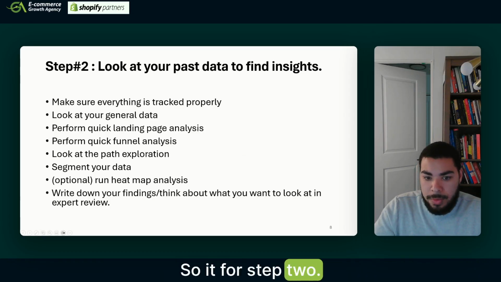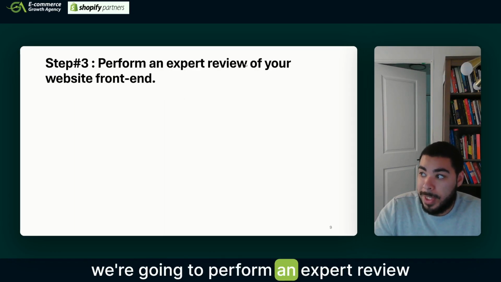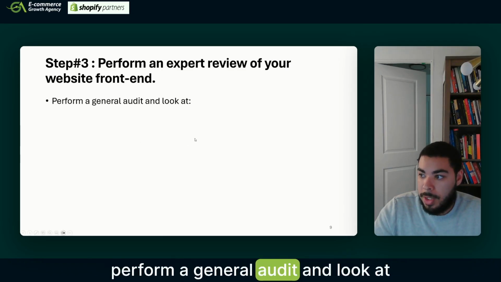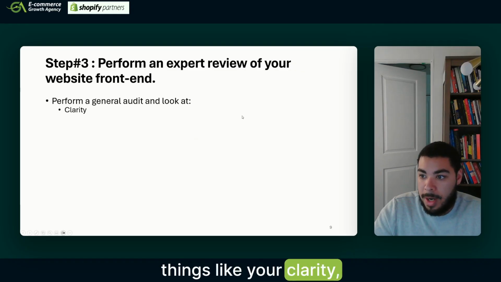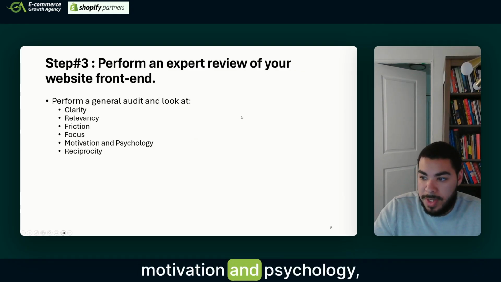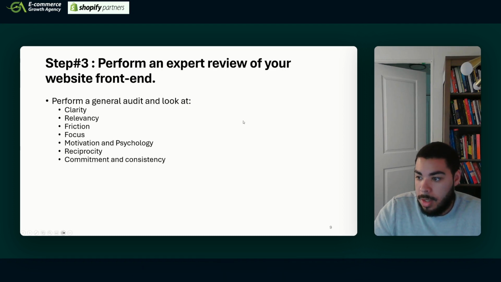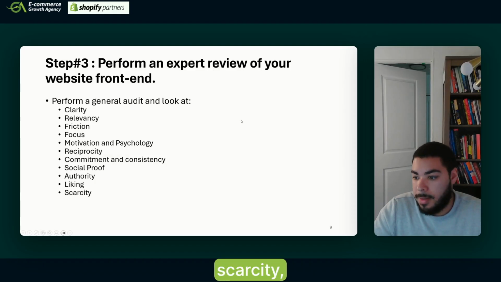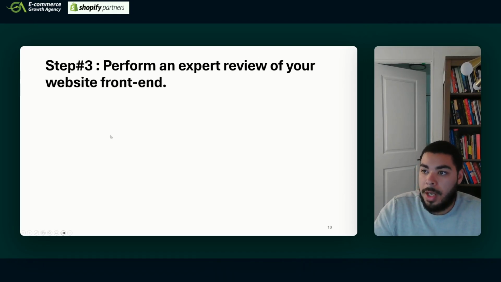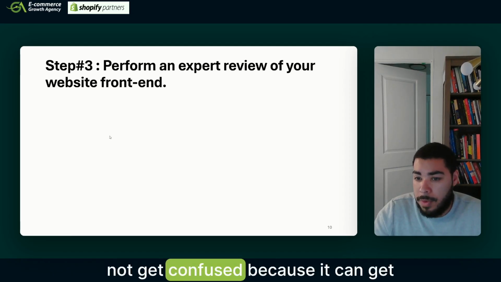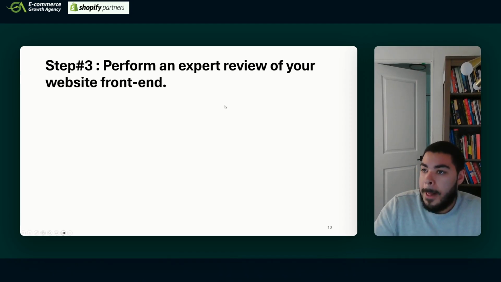So for step 2. All right, so step number 3, we're going to perform an expert review of your website front end. We're going to perform a general audit and look at things like your clarity, website clarity, relevancy, friction, focus, motivation and psychology, reciprocity, commitment and consistency, social proof, authority, liking, scarcity, checkout, copywriting, and so on. So that's why you need a good framework just to not get confused, because it can get really confusing.